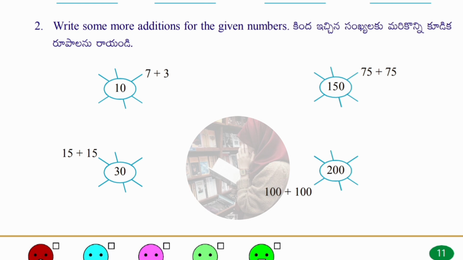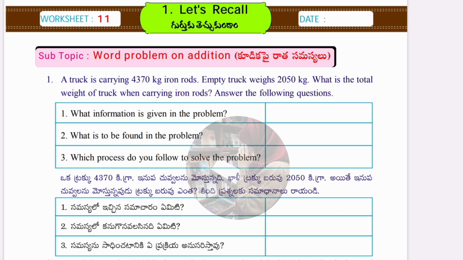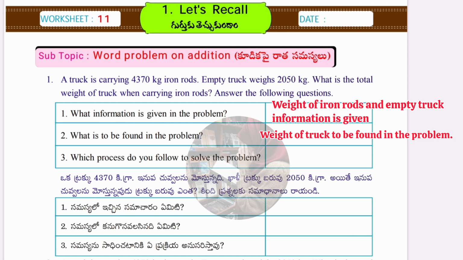Okay, so let's move on to the next worksheet, that is worksheet number 11. Here the topic is word problems on addition. So the first question is: a truck is carrying 4370 kg of iron rods. The empty truck weighs 2050 kg. What is the total weight of the truck when carrying iron rods?